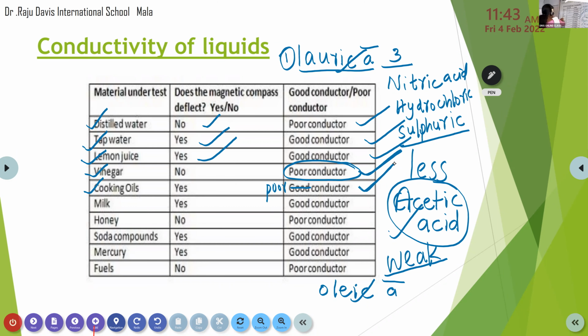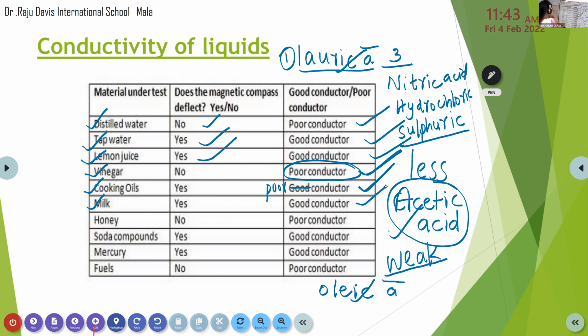Clear? Then milk. Does it conduct electricity? Yes, it conducts electricity, but it is a poor conductor only. Milk contains lactic acid.